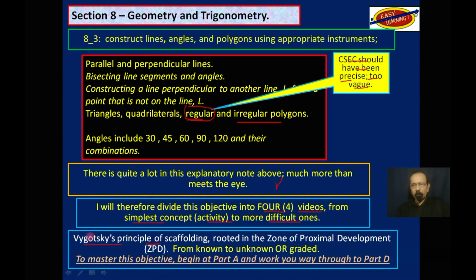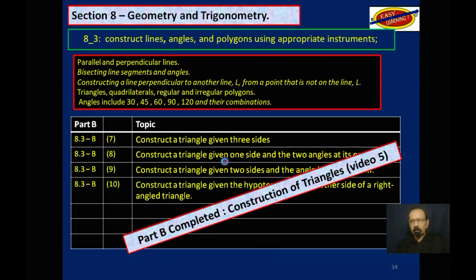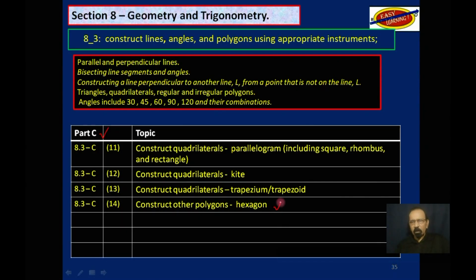Especially since I am employing what is known as Vygotsky's principle of scaffolding, which essentially we know better as moving from the known to the unknown, or graded problems. To master this objective, begin at part A and work your way through to part D. If you try to do part D without understanding what happens in part A, you wouldn't be able to do it. So we finish part A, we finish part B, we finish part C.